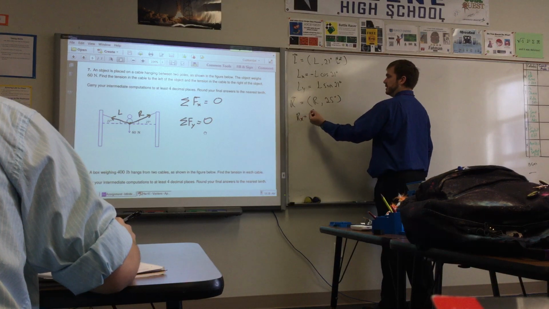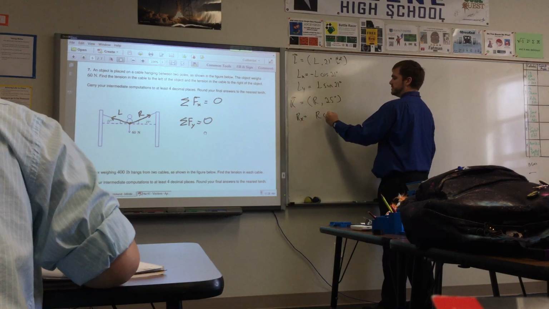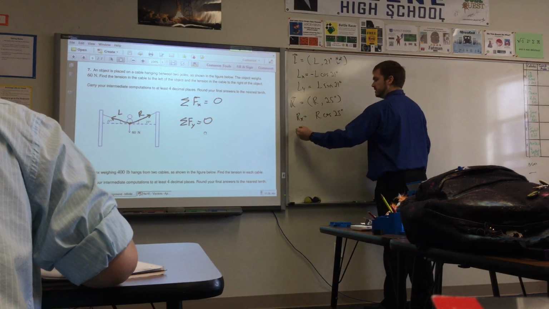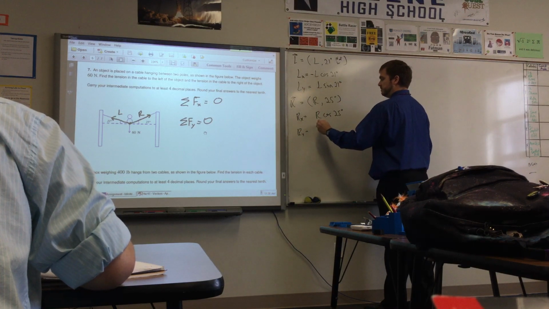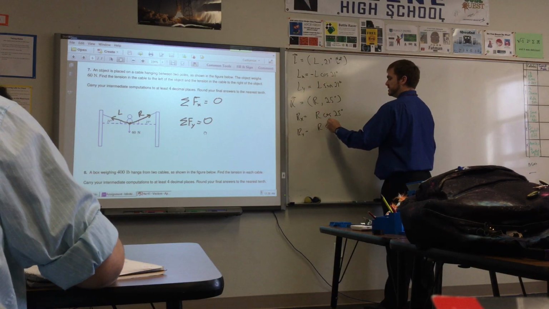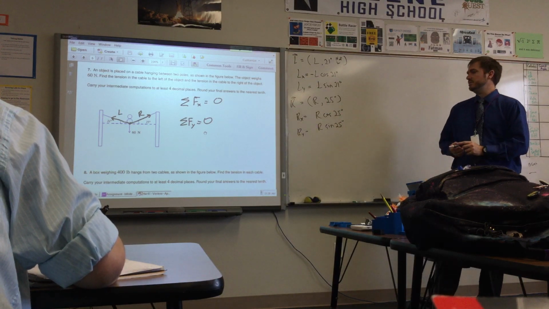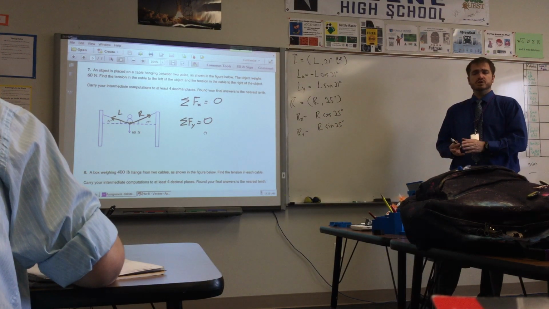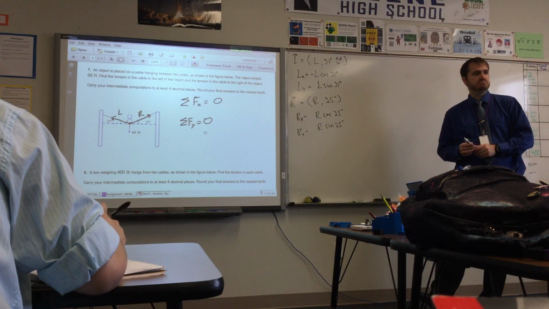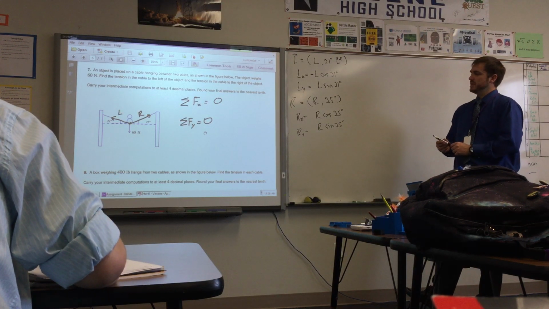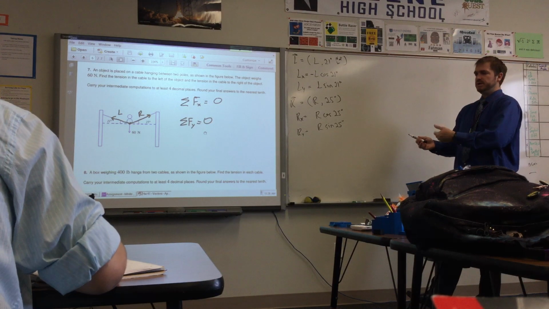Rx is magnitude cosine theta. Ry is magnitude sine theta. So R cosine 25, R sine 25. Should either one of those be negative? Not for the R, because it's going up and to the right.